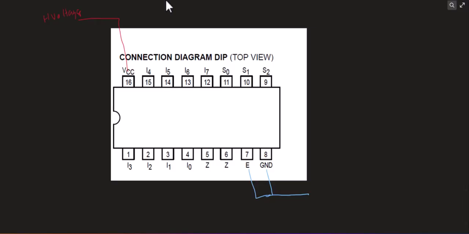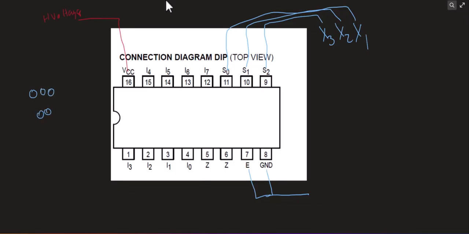And we decided that we were using X3, X2, and X1 as our select. So X3 goes to S2, X2 goes to S1, and X1 goes to S0. And we had 0, 0, 0, 0, 0, 1, 0, 1, 1, and 1, 1, 1. So we wanted those values, which are 0, 1, 3, and 7, to be high.